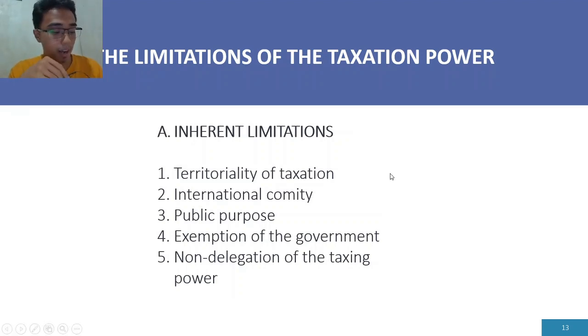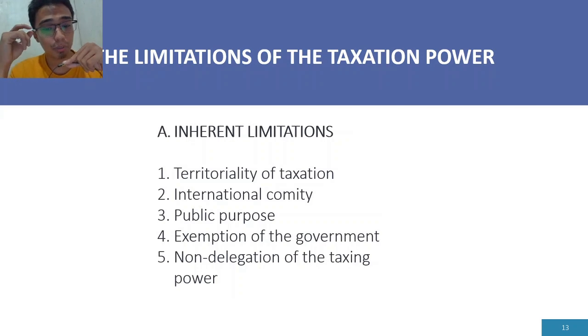Number 3, public purpose. Tax should be for public purpose only. It is intended for the common good of all people. Taxation should not be used for private purpose, but instead for public purpose only. So that is in theory.